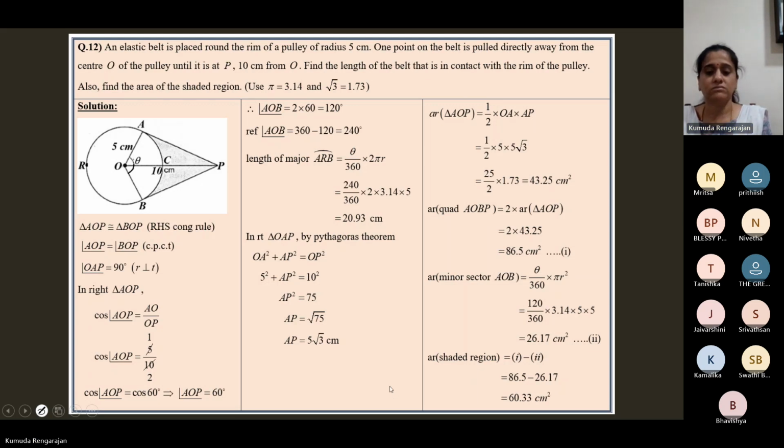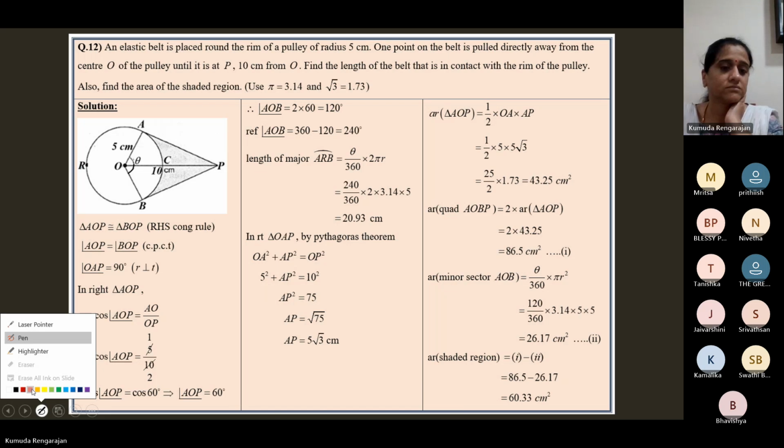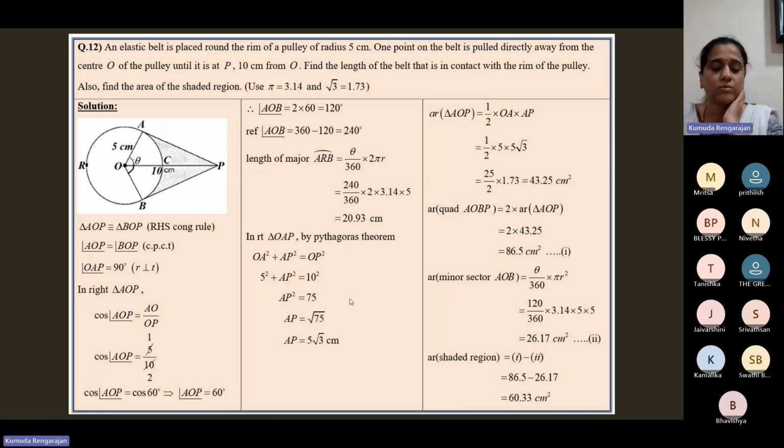Completed, children? Children, completed this one? I hope all of you understood how to find the sector angle.